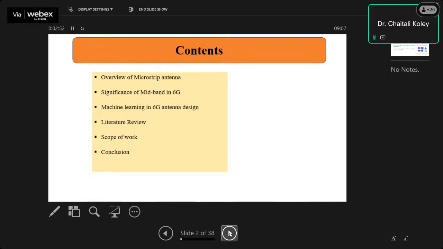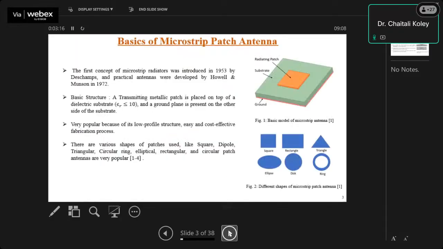Mid-band in 6G. What are the machine learning techniques in 6G antenna design? Then we will go through some antenna design literature that uses machine learning algorithms. Then we can see what the scope is of this machine learning optimization technique in the present antenna area. So this is the basics of the microstrip patch antenna.